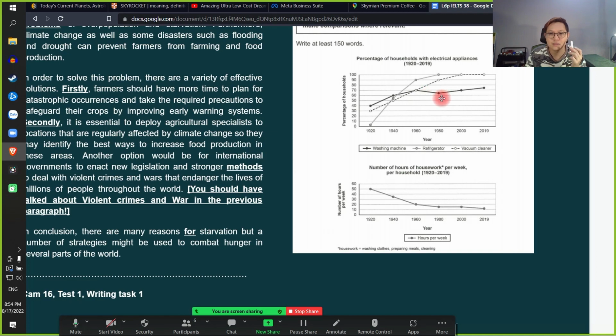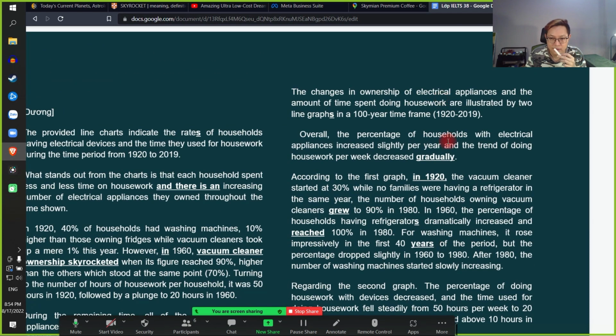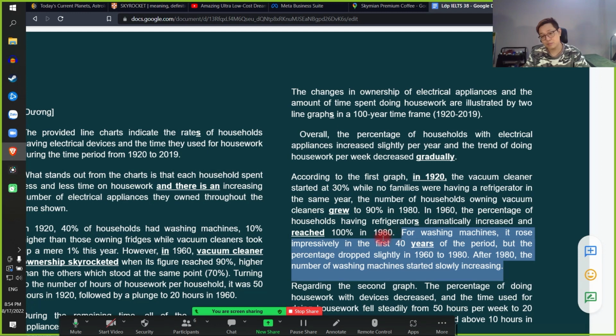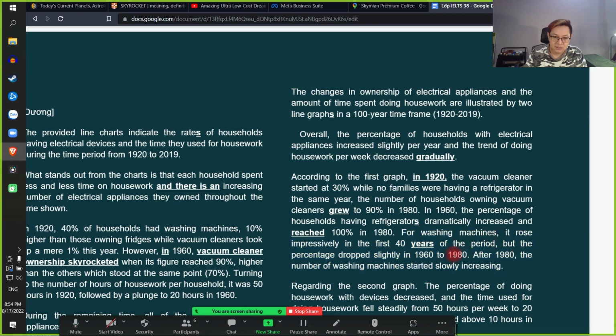Drop slightly, good. This is for washing machine, okay. Thật sự hai câu này có thể đừng nối lại với nhau tại vì nó cùng nói về washing machines. You can connect these two sentences because they talk about the same thing, washing machines. But the percentage drops slightly.